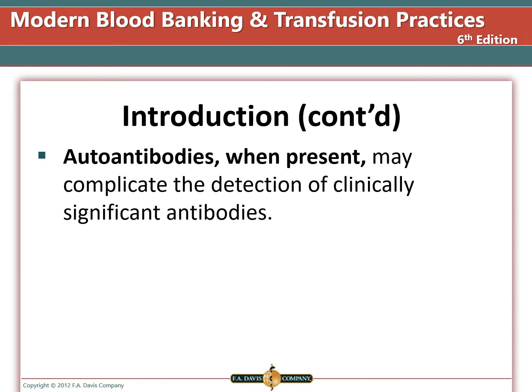An autoantibody is one that will react with the patient's own red blood cells. An autocontrol can detect an autoantibody. This is where we add the patient's cells and the patient's plasma together in a tube.